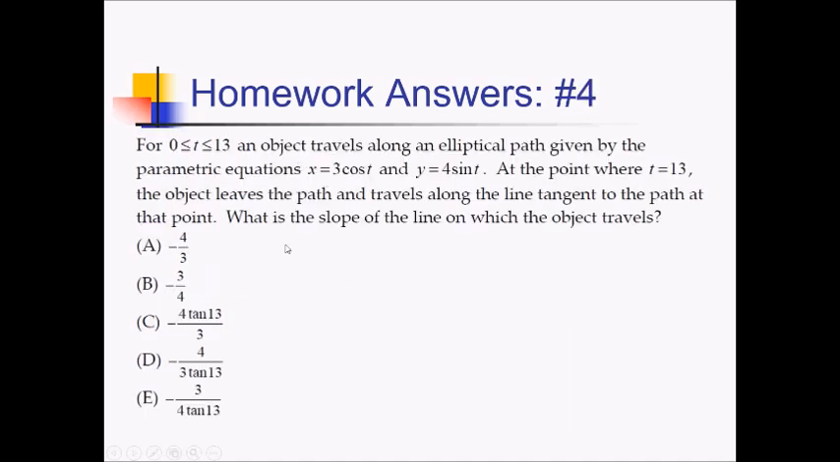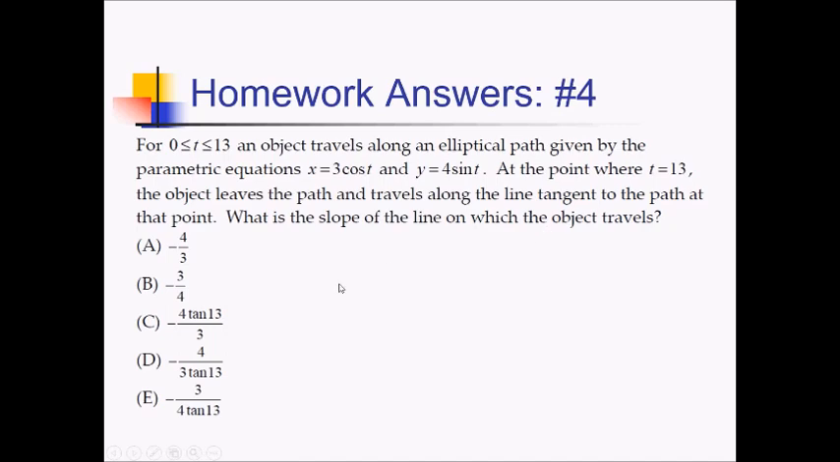On this one, between times 0 and 13, we have an object going along an elliptical path, and here are the parametric equations associated with it. At the point where time is 13, the object leaves the path, so I guess you could think of like swinging something around your head and then letting it go, and it travels along this line tangent to the path. We want the slope of that tangent line.